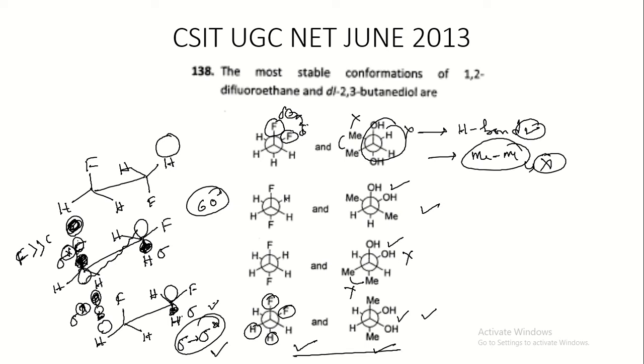Okay, so this is our overall correct answer. So those types of orbital interactions are kind of similar to the anomeric effect. What is the main reason driving the anomeric effect? I have discussed it here.